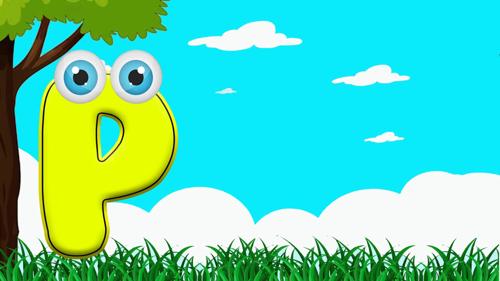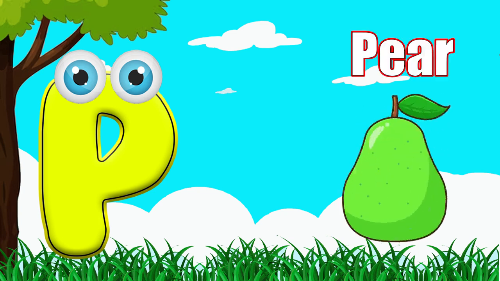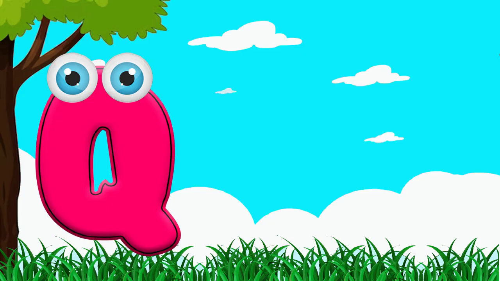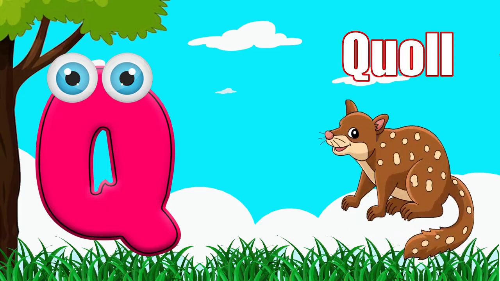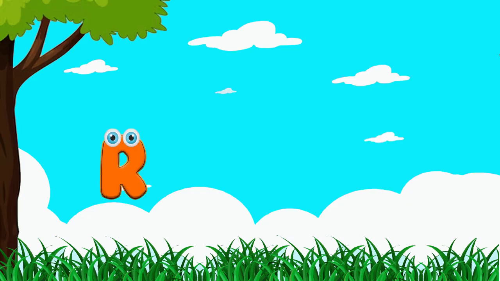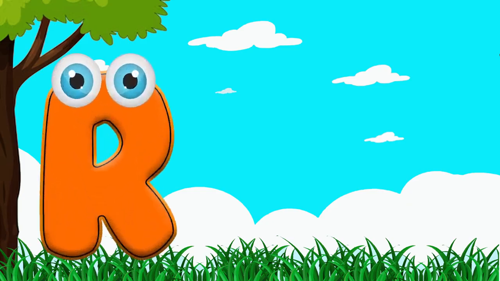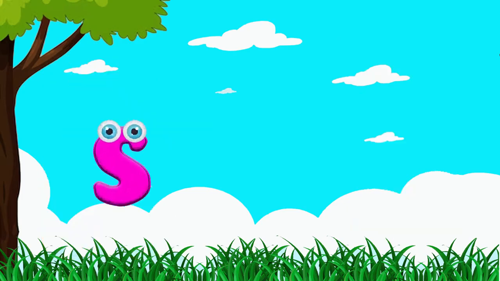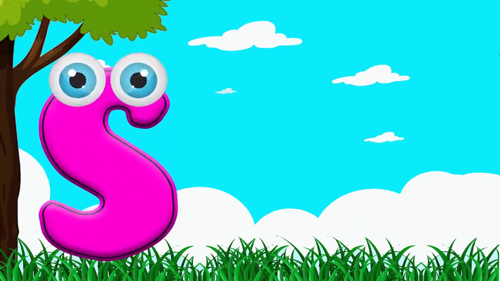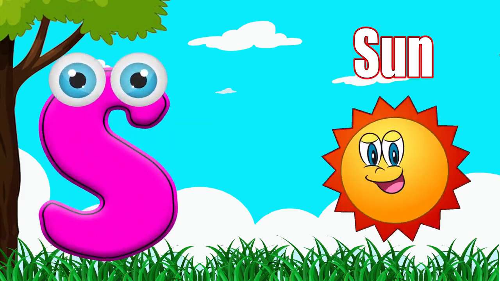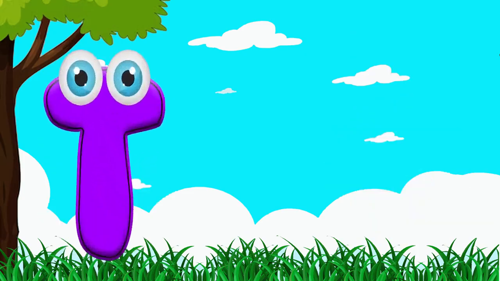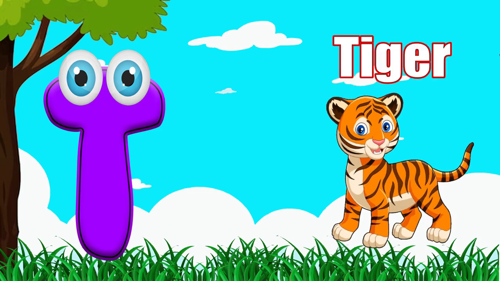P is for pear. Q is for quail. R is for raccoon. S is for sun. T is for tiger.